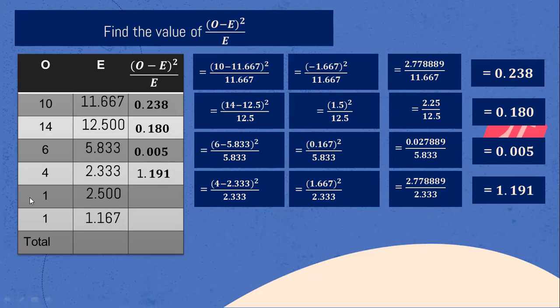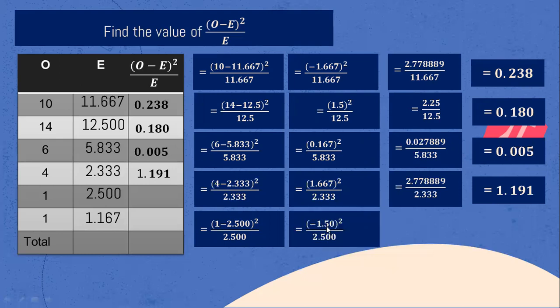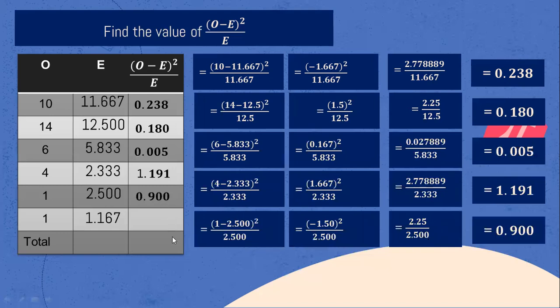1.191. Next one, the square of the quantity of 1 minus 2.500 over 2.500. First step, 1 minus 2.500. The answer is negative 1.50. What is the square of the quantity of negative 1.50? That is negative 1.50 multiplied by negative 1.50. The answer is 2.25. 2.25 divided by 2.500, the answer is 0.900.